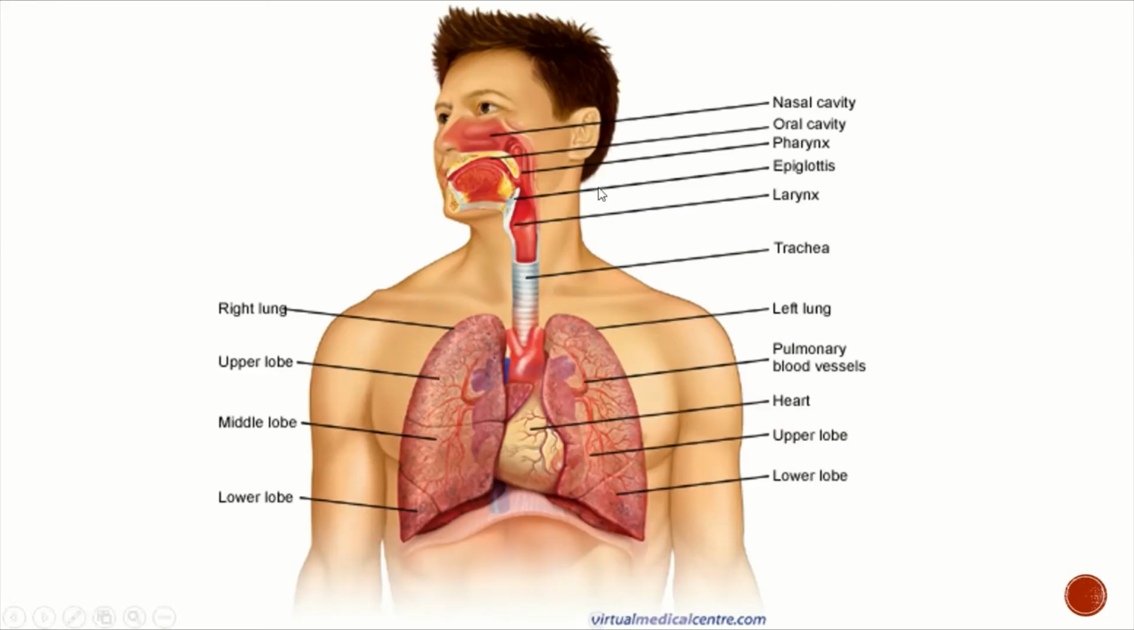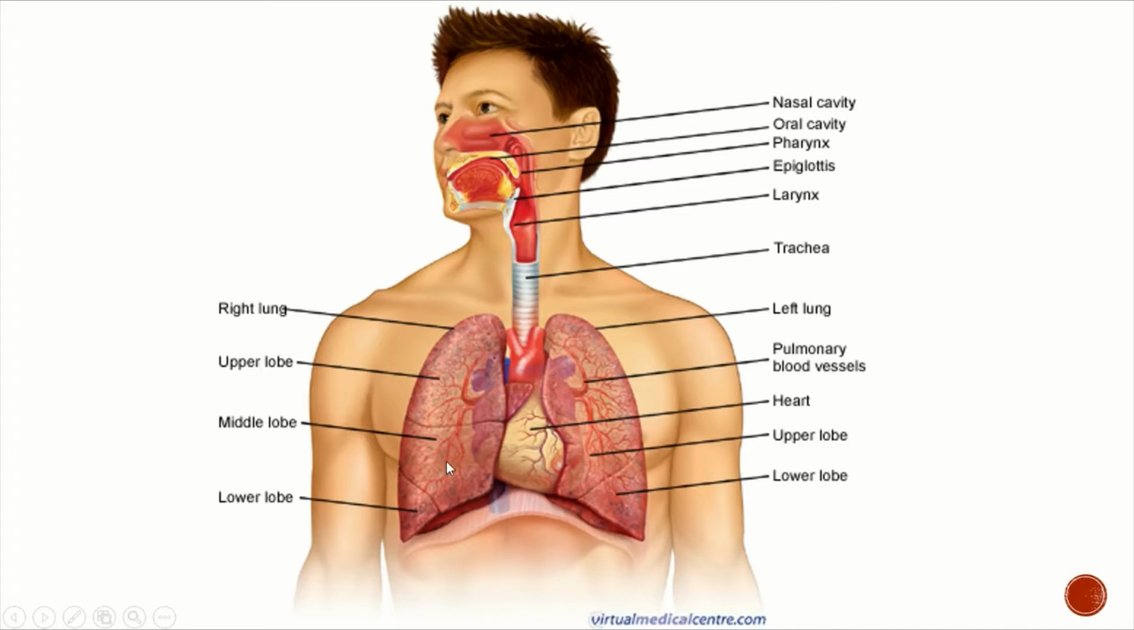Now we have the respiratory system, and we already saw this. We have the nasal cavity, oral cavity, and the pharynx with the nasopharynx and oropharynx. Then we have the larynx. We have the epiglottis there. Its job is to block the larynx and the trachea when we're swallowing. We have the trachea, then bronchi, bronchioles, and lungs.